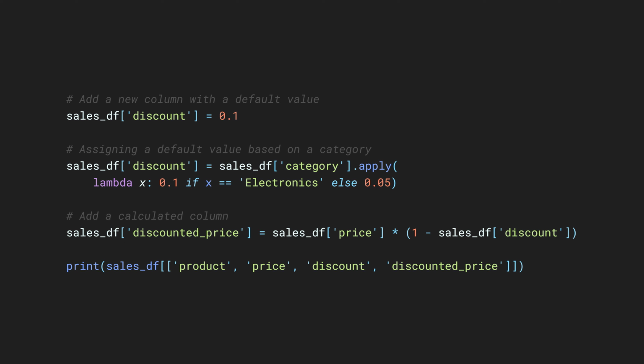Finally, we calculate a new column called discounted price by applying a formula that uses the existing price and discount columns. This demonstrates how you can perform calculations and create derived columns in a data frame. Now, let's look at how the output looks.